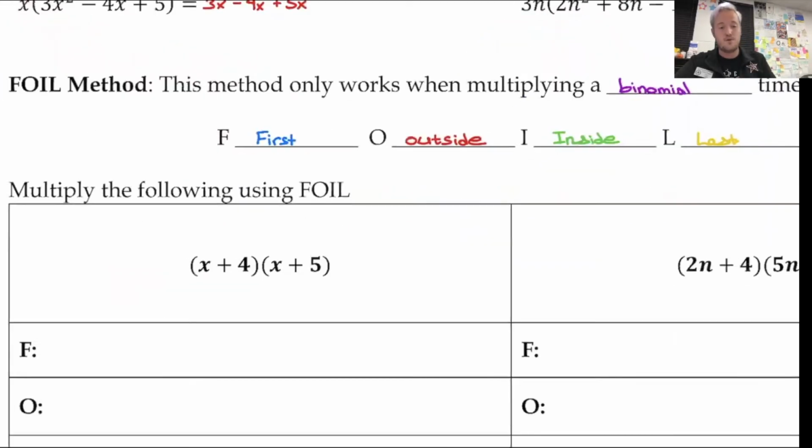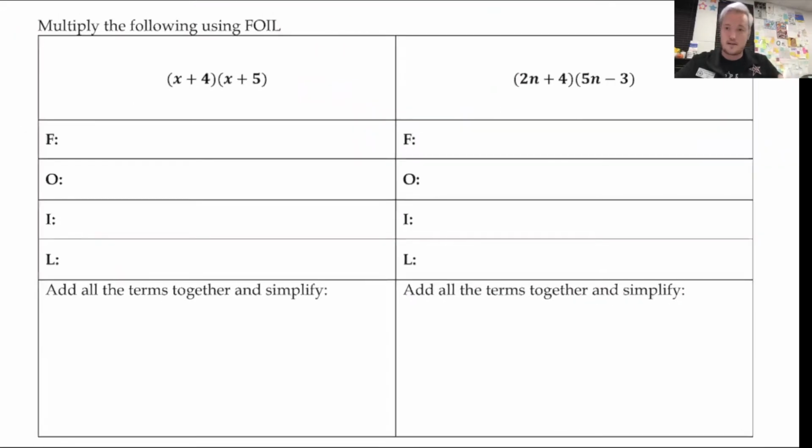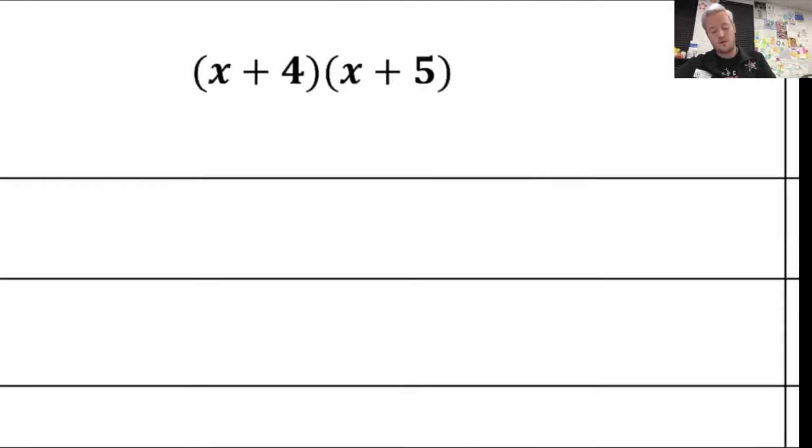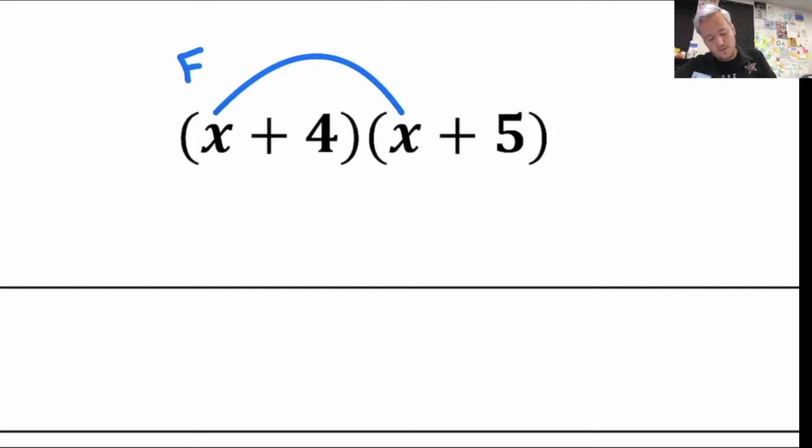All right. So I broke these first two problems down step by step so you can see exactly the layout of how these would be solved. When I say the first terms, we're looking at the first terms of both binomials. So I would do x times x. So this would be F.